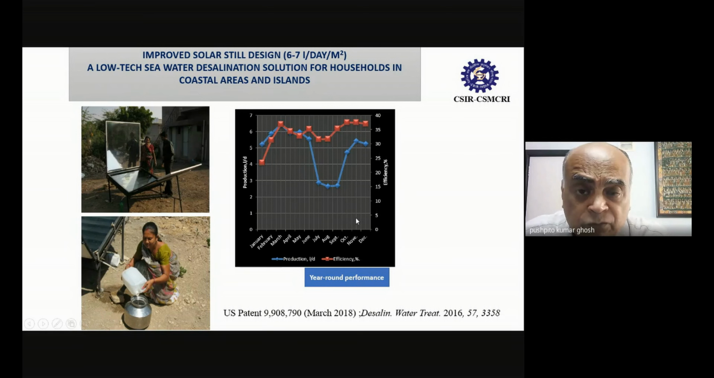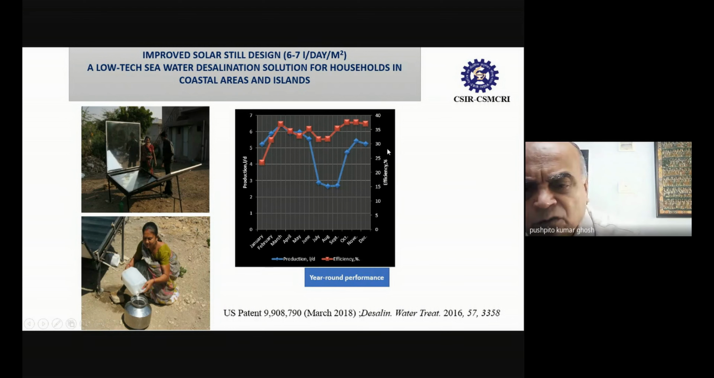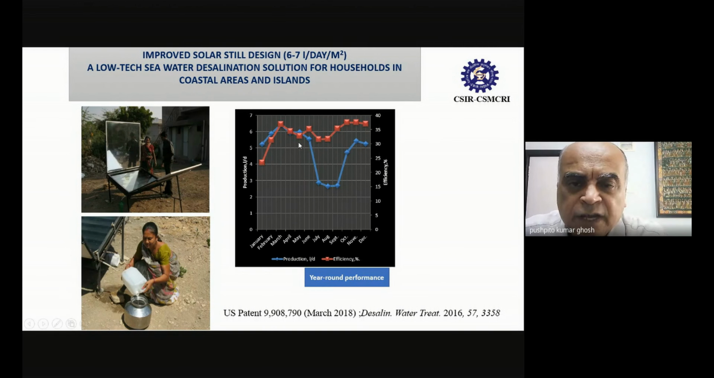Now of course, the efficiency of all of these things will depend on the time of year. For example, you can see a plot of production in liters per day from one unit, and this is the efficiency. Efficiency means you estimate the total amount of solar radiation that fell on this and how much water you collected, and from the latent heat and so on, you figure out the efficiency of converting solar energy into distillation for getting this water. That's what you're doing.